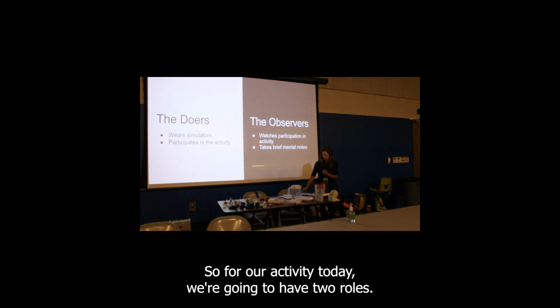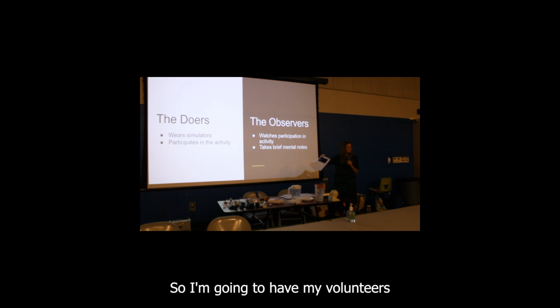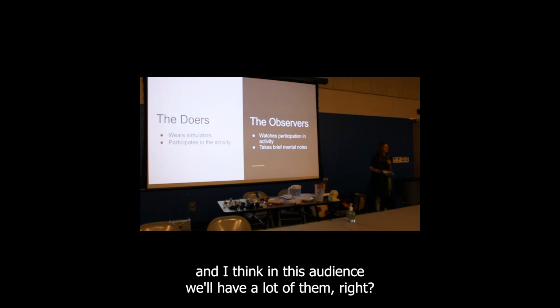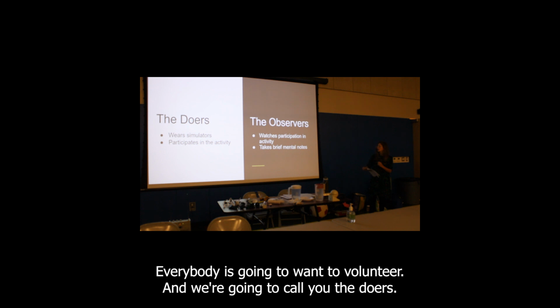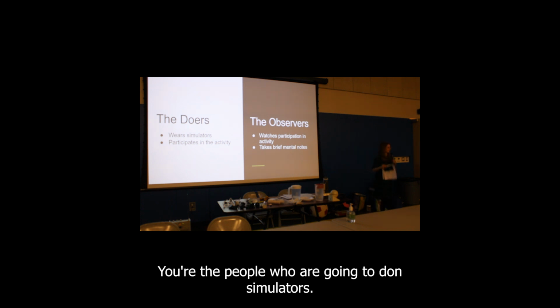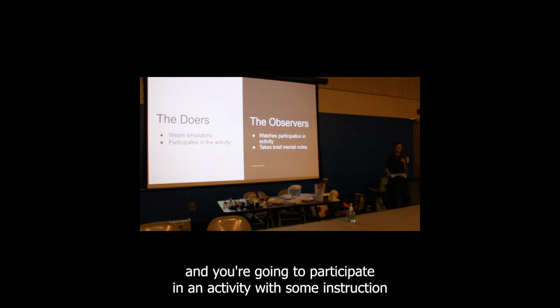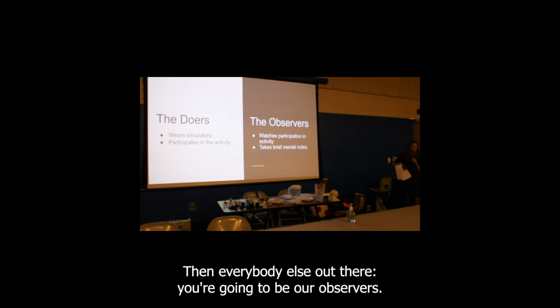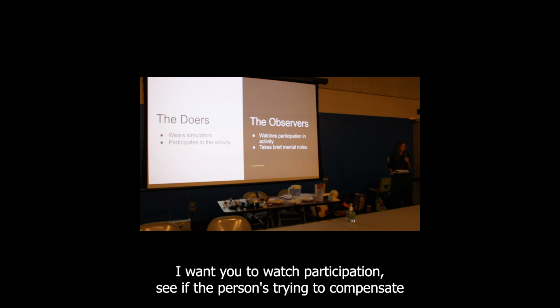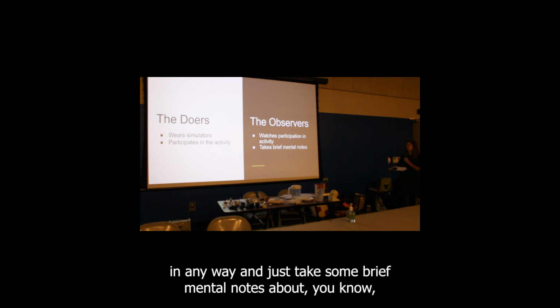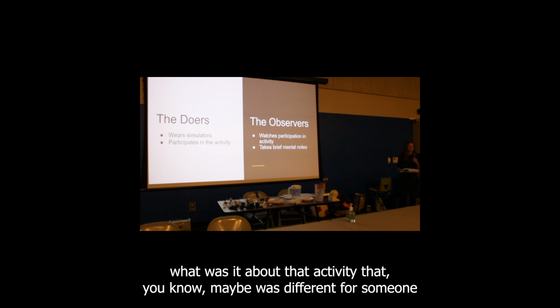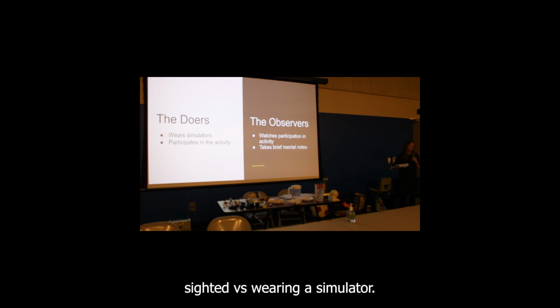Okay, so for our activity today, we're going to have 2 roles. I'm going to have my volunteers, and I think in this audience we'll have a lot of them, right? Everybody's going to want to volunteer. We're going to call you the doers. You're the people who are going to don simulators. You're going to be in front of the group and participate in an activity with some instruction. And then everybody else, you're going to be our observers. I want you to watch participation, see if the person is trying to compensate in any way, and take some brief mental notes about what it was about that activity that was different for someone sighted versus wearing a simulator.